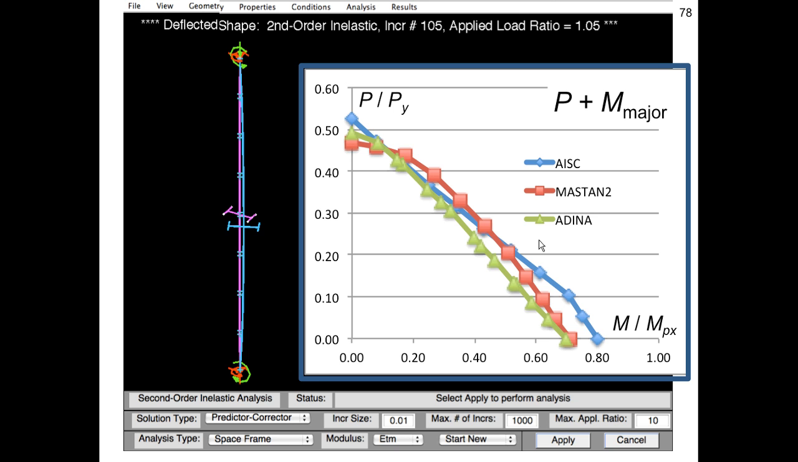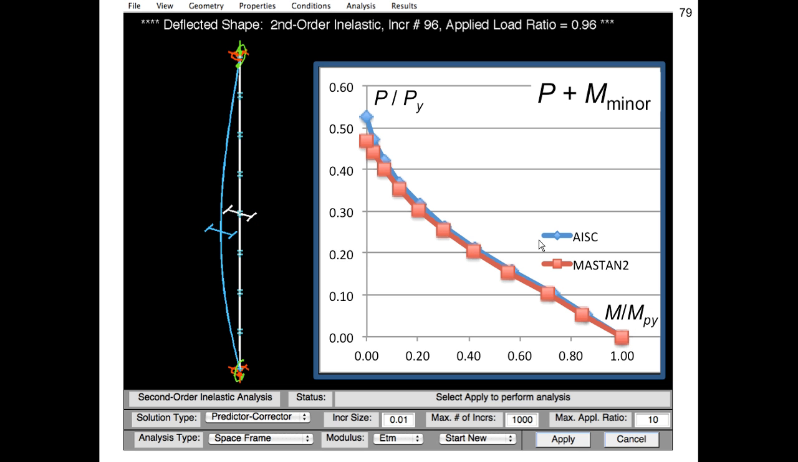This next slide is actually pretty amazing. This is the interaction of axial force and minor axis bending. And when you plot the results of the AISC interaction equation against what Masthead would calculate on a strength basis, it's actually amazing how an equation as simple as the AISC interaction equation can get that close. So some neat results to see.